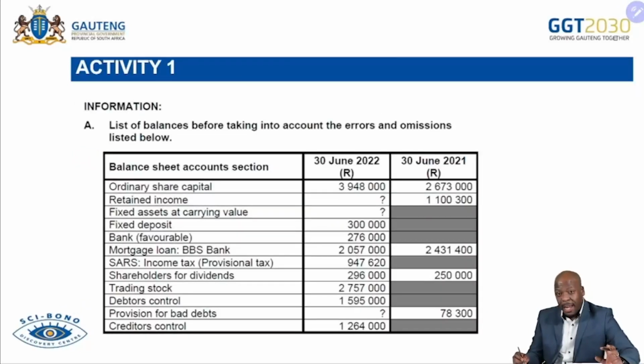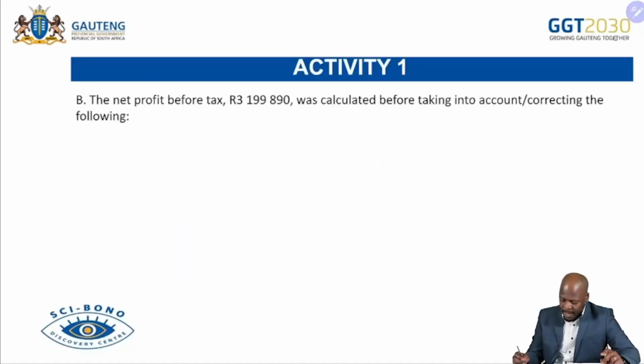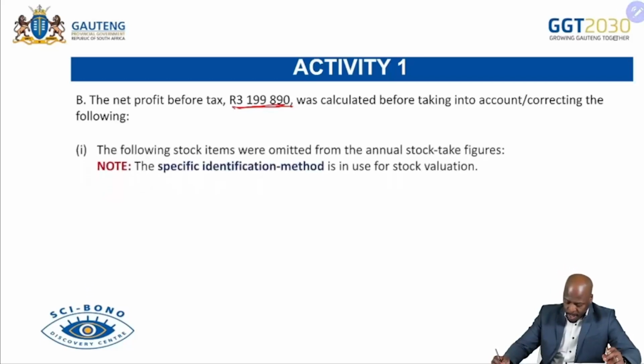We are given the list of balances, that is before taking into account the errors and the omissions that were there. And then we were also provided with the net profit before tax of 3,199,890, as you can see here. And they are telling us that this was calculated before taking into account the correcting the following errors. Let us see the errors that were in the paper. The first one, number 1, the following stock items were omitted from the annual stock take figures.